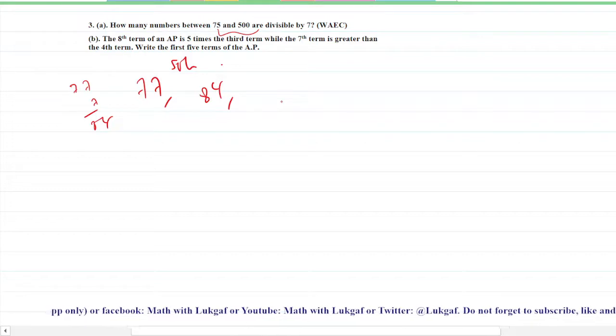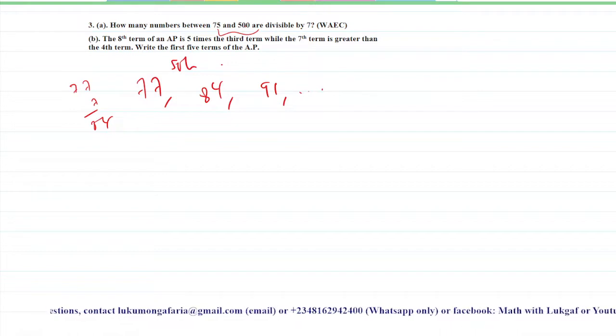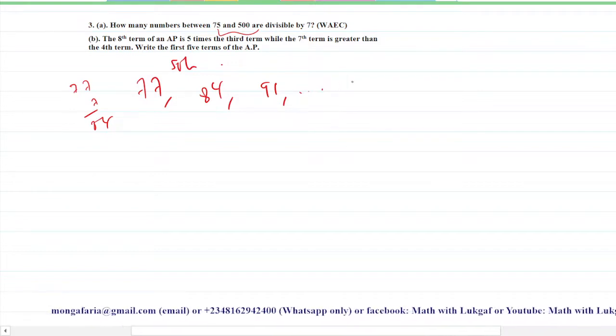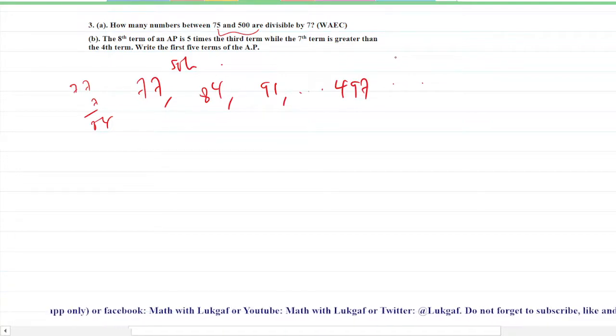You understand now? So 91, when you divide 91 by 7, you are going to get 13. And the last one from here, which is 500, cannot go in 7. But I think the last number within this range that can actually go in 7 is 497. If you check it very well, you will see 497 divided by 7 will give you 71.